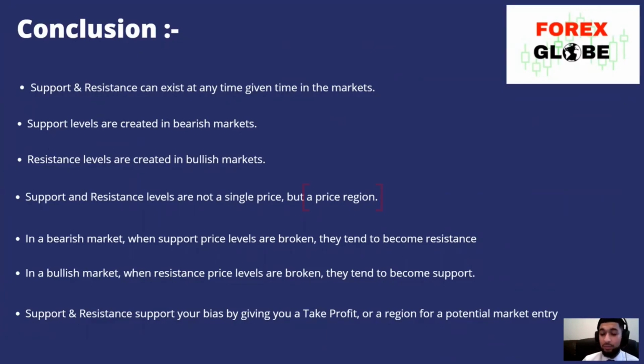And this one here is important. In a bearish market, when support price levels are broken, they tend to become resistance. In a bullish market, when resistance price levels are broken, they tend to become support. And why do we want to learn about support and resistance? Because support and resistance support your bias by giving you a take profit region for a potential market entry.